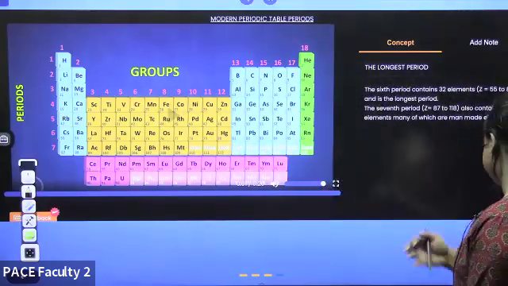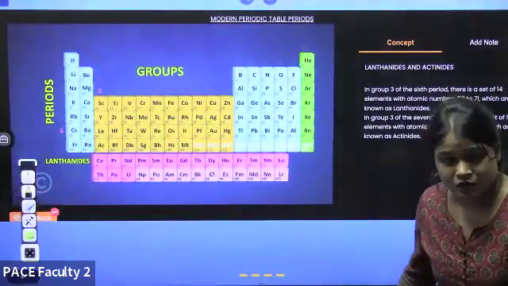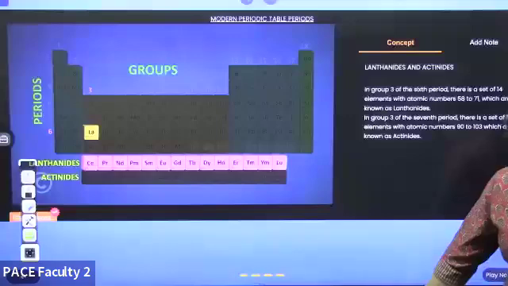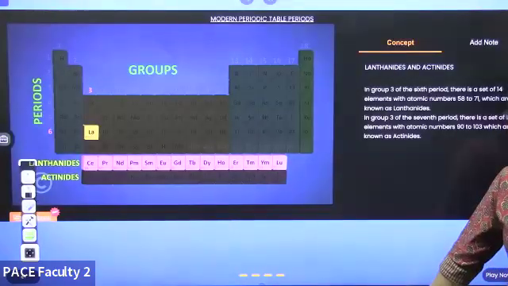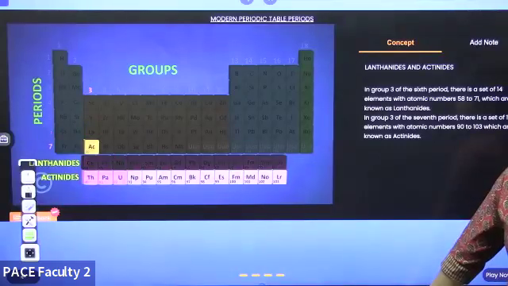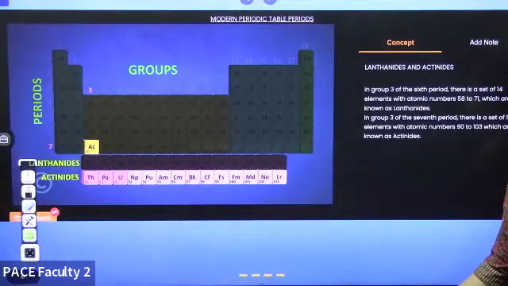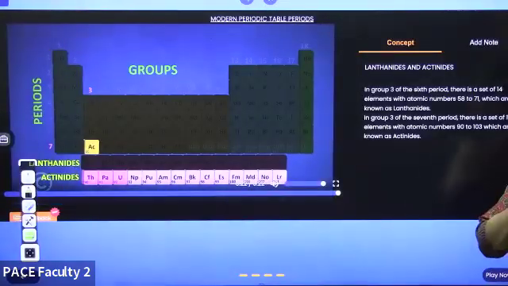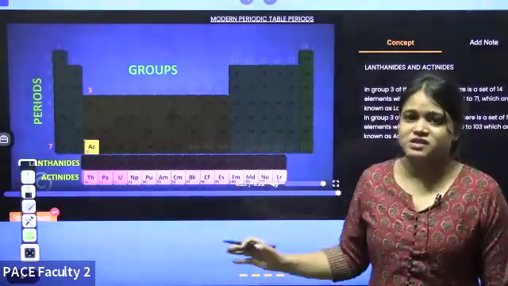Moving on. In group 3 of the 6th period, there is a set of 14 elements with atomic numbers 58 to 71, which are known as lanthanides. In group 3 of the 7th period, there is a set of 14 elements with atomic numbers 90 to 103, which are known as actinides. This is how you will see the 32 elements in the 6th and the 7th period.